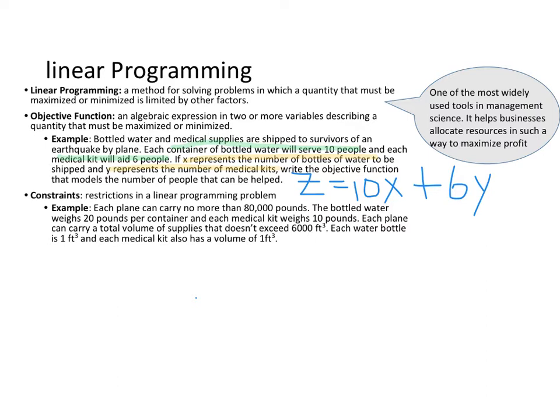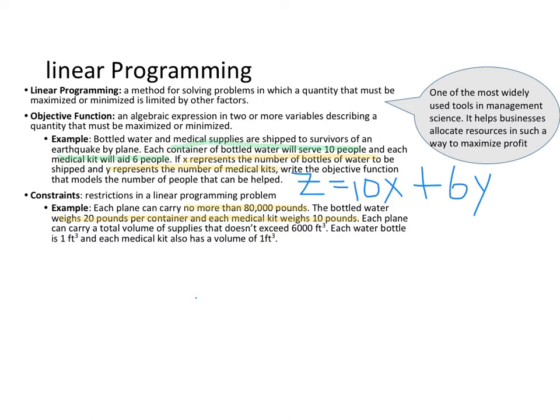For constraints, these are restrictions in the linear programming problem. So it says each plane can carry no more than 80,000 pounds. Okay, so that's critical. The bottled water weighs 20 pounds per container, and each medical kit weighs 10 pounds. Okay, so that goes in with our yellow because we're talking about pounds.